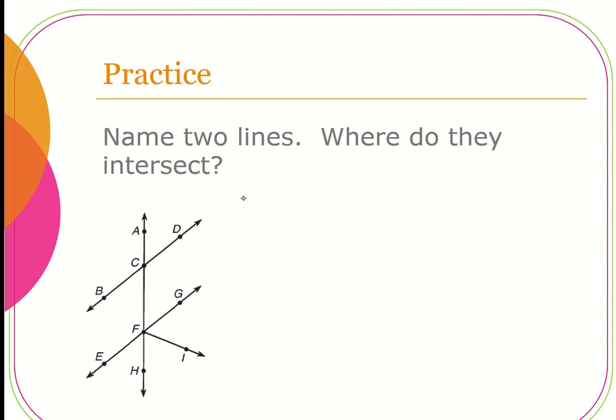So I'll call it line AH. And I'll name another line. How about this one here? I can call that one BD. What's another name you could have called that one? You could have called it BC. You could have called it CD. Any of those. Where do these two intersect? They intersect at point C.